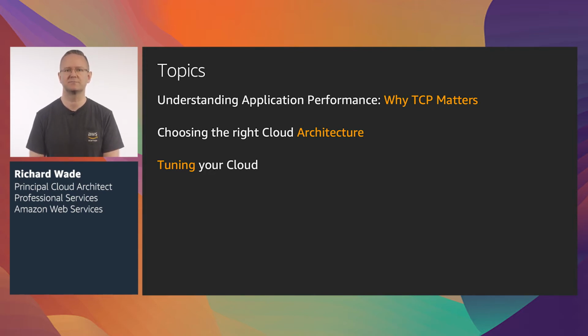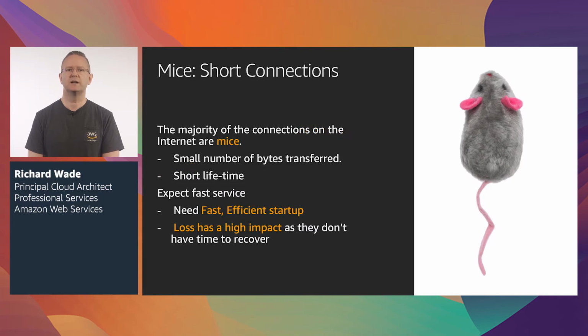consistent performance. Before we can understand how the TCP protocol affects our application's connections, we must first understand how we can categorize these connections and how they differ in their requirements of the application server, the operating system, the network, and our overall cloud architecture. Firstly, mice. Yes, this isn't a joke. One of the ways we can classify TCP flows is by their relative size and duration.